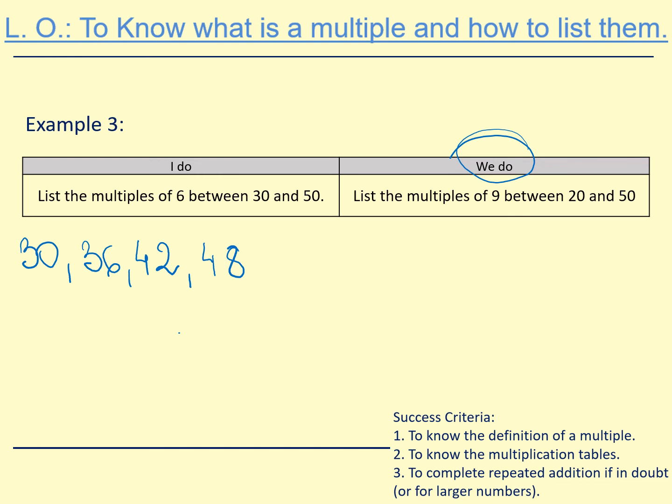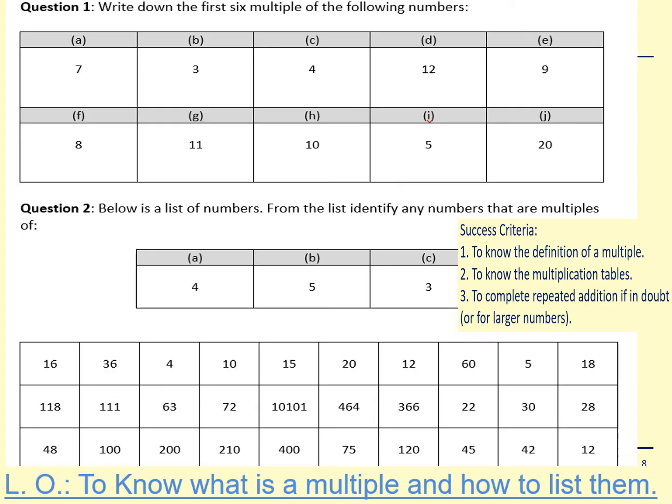Okay, so what you should have is, 9 times 2 is 18, so it's smaller than 20. So the smallest multiple that will be between 20 and 50 is 27, then 36, then 45, 54. Oh, 54 is larger than 50, so it shouldn't be on the list. So if you've got these 3 numbers, well done.